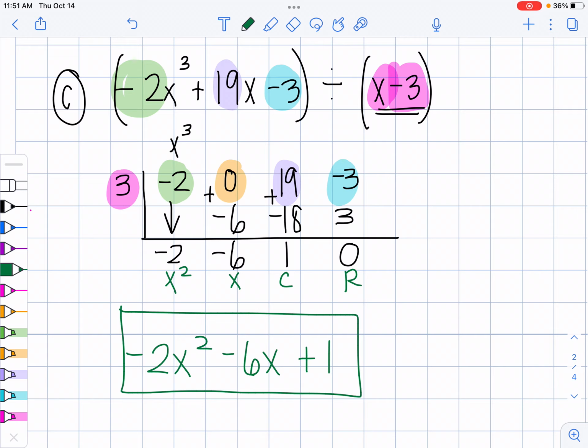But the biggest thing I can emphasize, really two things, is when you're dividing by your linear factor, remember it's the opposite of the number. If it's x minus something, you're dividing by a positive number. If it's x plus something, you're dividing by a negative number, the number out in front. And then make sure you leave a space if you don't have a representation for all of the exponents. So if you're not going down 3, 2, 1, 0 and you have no x squared, make sure you leave a space or you will get it wrong.